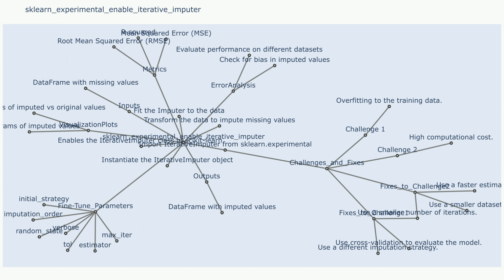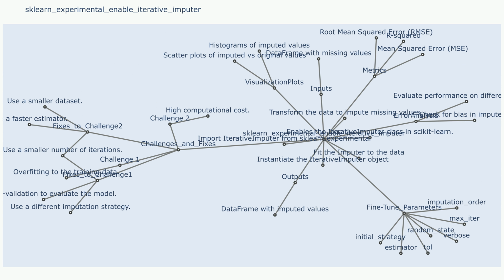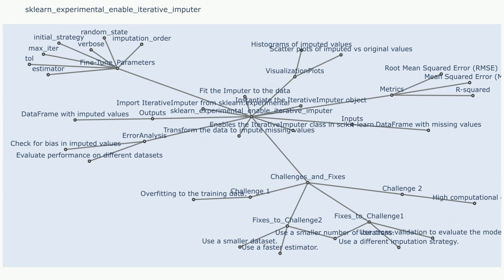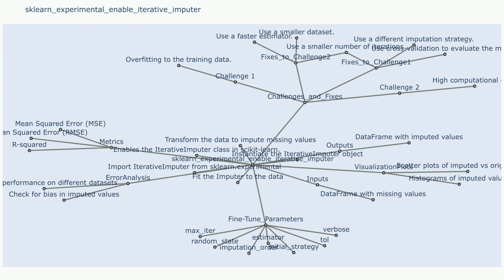Uncertainty methods. Confidence intervals. The imputer can calculate confidence intervals for the imputed values, providing an estimate of the uncertainty associated with each imputed value. Imputation variance. By measuring the variance of imputed values, you can understand the variability of the imputation process. Challenges and fixes. Challenge 1. High computational cost. Imputing missing values iteratively can be computationally expensive, especially for large datasets.